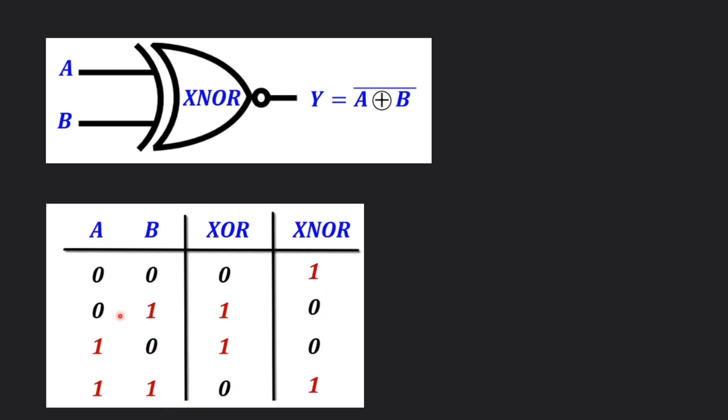While the last possibility, A is equal to 1 and B is equal to 1, the output of the XOR gate is equal to 0 and the output is fed to the input of the NOT gate and it becomes a 1 and that output is known as the XNOR gate.